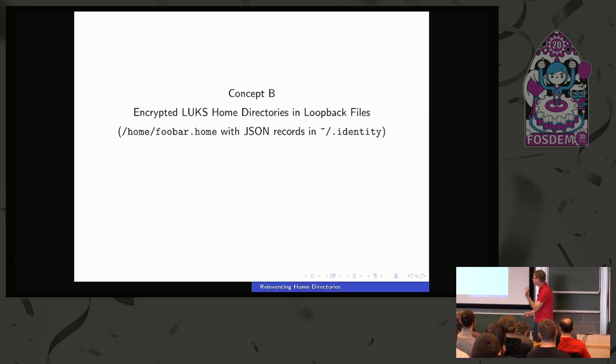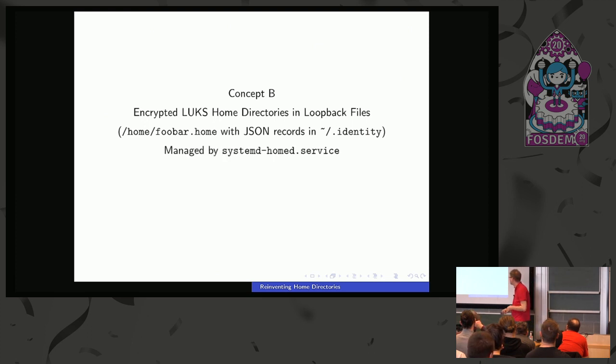I mentioned that we have one file per user, like /home/foobar.home is a loopback file, a gigabyte in size. Inside of that, you have a LUKS volume. You can actually mount that thing just with regular tools like you always did, because it's just that, right? It's not a reinvention of stuff. It's just using stuff we already have and augmenting it slightly so that it's useful for user records. If you mount it, you find the JSON record, the actual user record, inside of .identity there. But yeah, it's managed by a new service called systemd-homed.